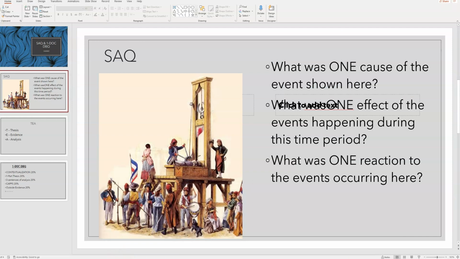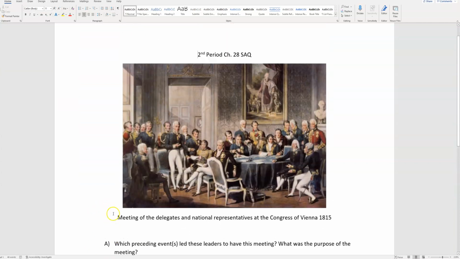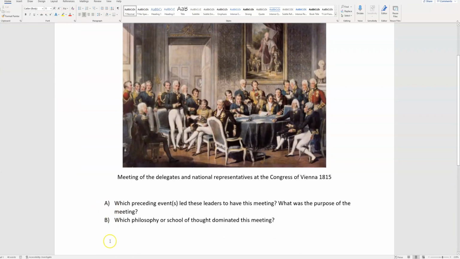Okay, all right, so let me see here. There's one, and then here's the one I gave last week in class. It was only two parts. It says, meeting of the delegates and national representatives at the Congress of Vienna, 1815. Which preceding event led these leaders to have this meeting? What was the purpose of this meeting? That's two questions, but it's really the same thing.